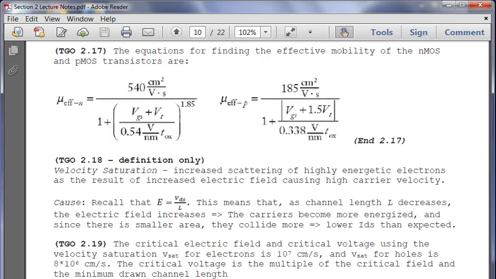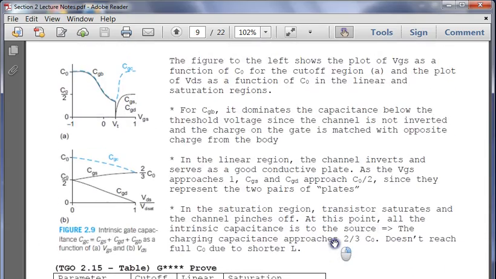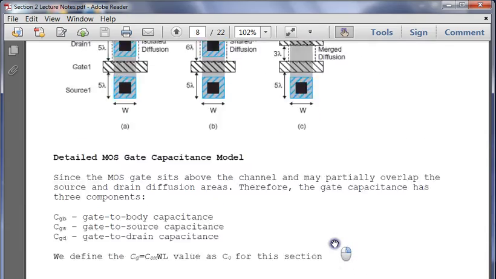Okay, so it's 12:11. I'm going to stop the lecture here, so up through TGO 2.19 and example 2.2. Is that what we just did? Yeah, 2.2.